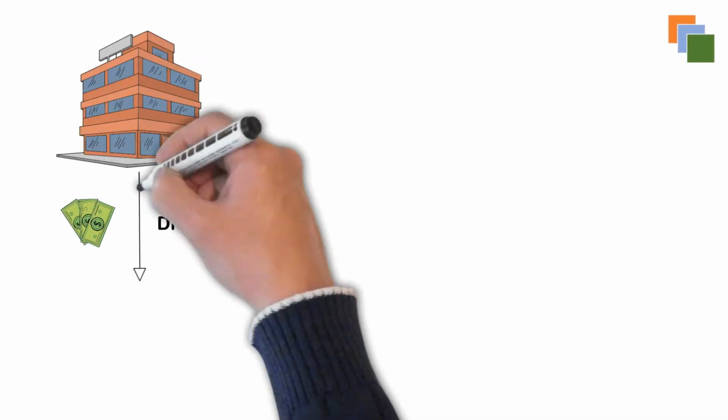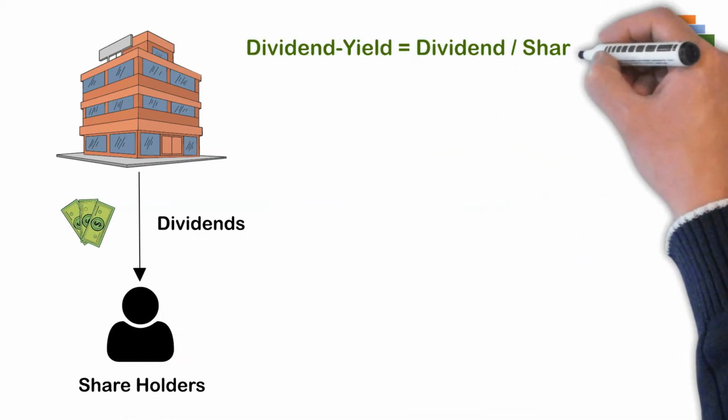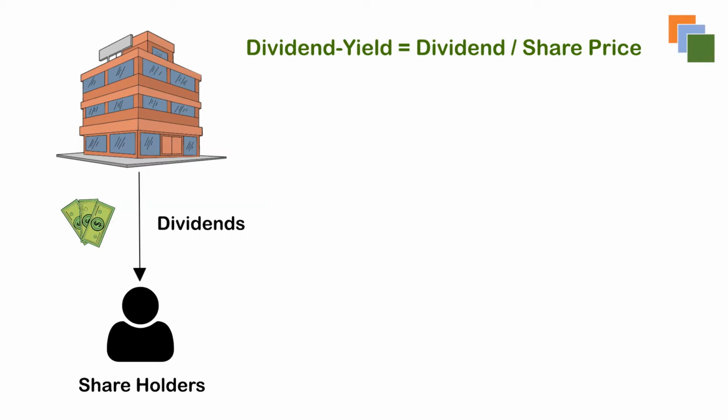A dividend is the amount that the company pays to the investors who own the shares in the company. A dividend yield is this dividend amount divided by its share price.